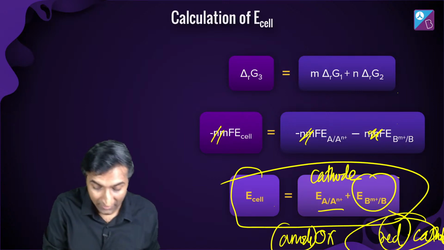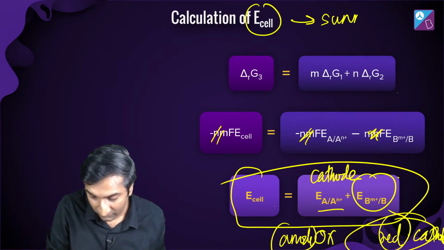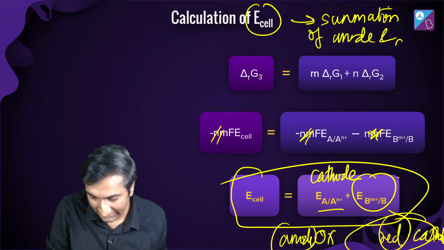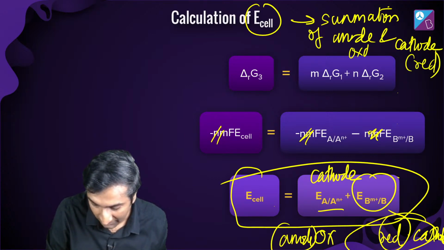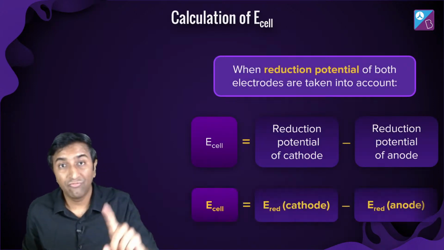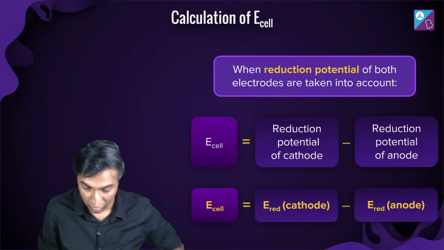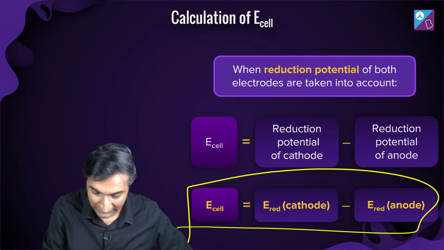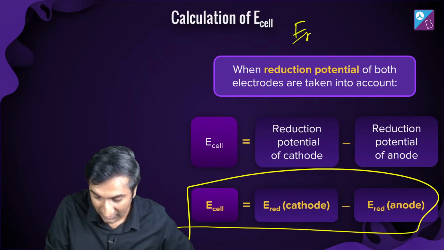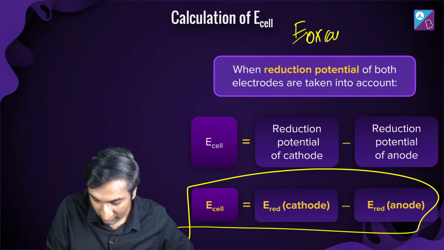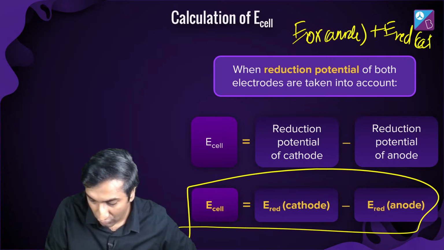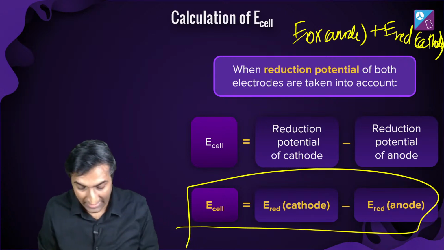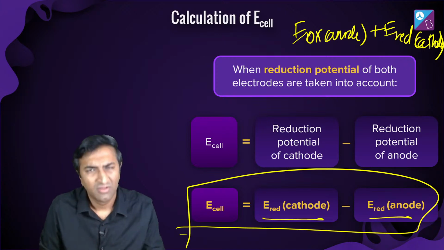So E cell is simply the summation of anode and cathode reactions. But at the cathode there is reduction happening. Here there is oxidation happening. Okay. Now, if you have only reduction potential values given to you, then you change it up, right? Because what was it there before? It was E oxidation anode plus E reduction cathode. Now you can do all kinds of permutations and combinations of this. I can say that E cell is E reduction cathode minus E reduction anode, because it got reversed.